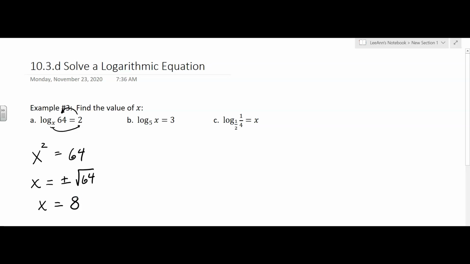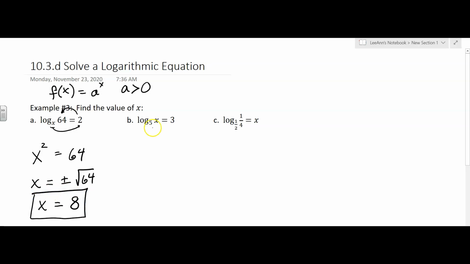Now you might say, why is it positive 8? Why can't it be negative 8? Back in our definition, if you remember for exponential functions, when we had f of x equals a to the x, a had to be greater than 0. So we need the positive case. You can't have the base be negative on these. All right, so that's that one.